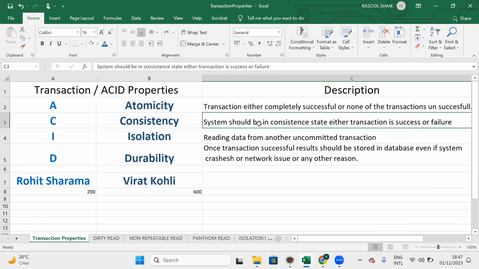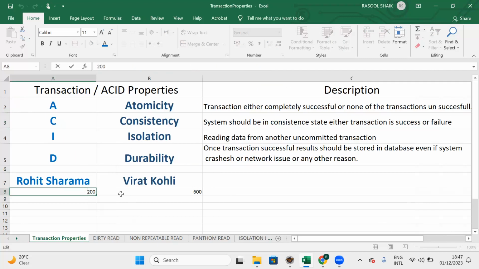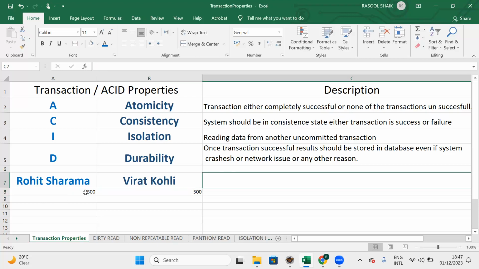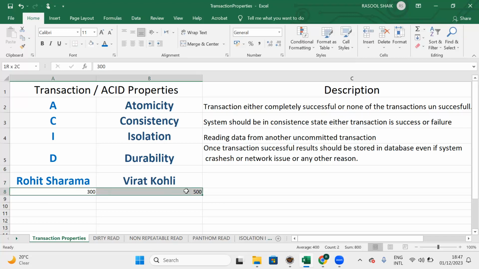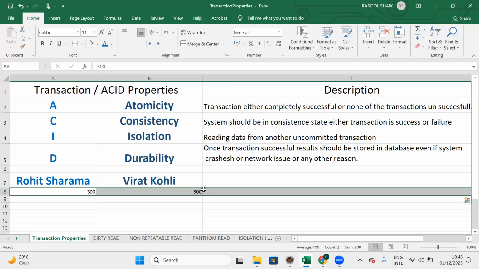The system should be in a consistent state, whether the transaction is a success or a failure. So let's assume Rohit Sharma has 300 and Virat Kohli has 500. Rohit Sharma is trying to transfer 100 rupees to Virat Kohli. Let's assume the transaction failed. Even if it failed, the sum of both accounts will be 800 only.